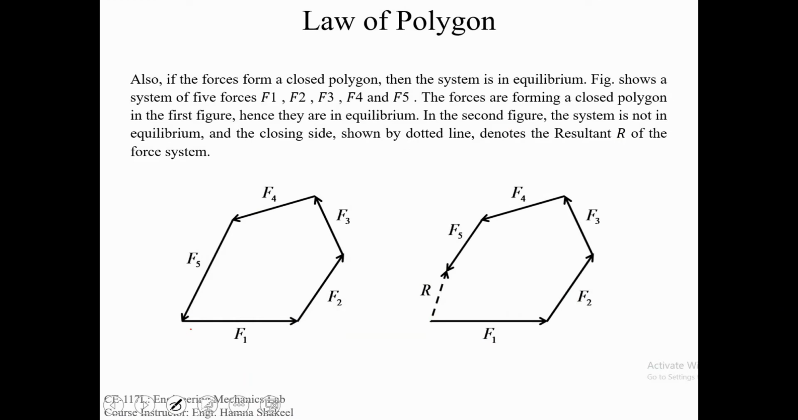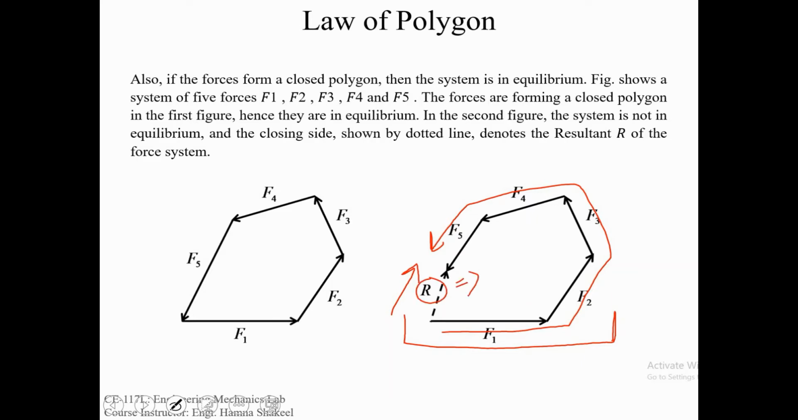Here you can see two systems of forces. Both are having 5 concurrent coplanar forces arranged in a polygon using head to tail rule. In this figure number 2, you can see that force F1 to force F5, they are connected in order, that is head to tail, and resultant R is connected opposite in the order. So this R is the summation of these 5 forces. This is the combined effect of these 5 forces.